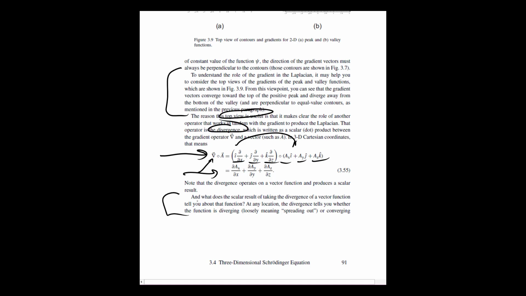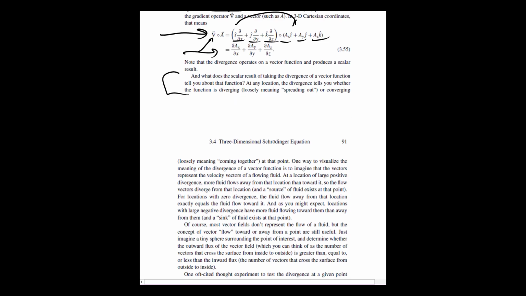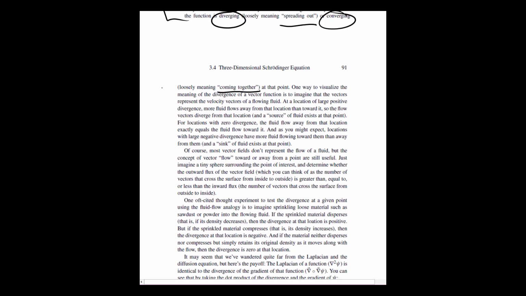So, what does that tell you about the function? It tells you whether the function is diverging or converging at that point. Diverging and converging, a lot of people use them as spreading out or coming together. It is slightly more subtle than that, but the way to understand it, I think, is to think of this as velocity vectors in a fluid that's flowing.